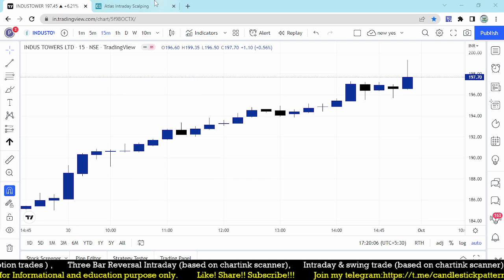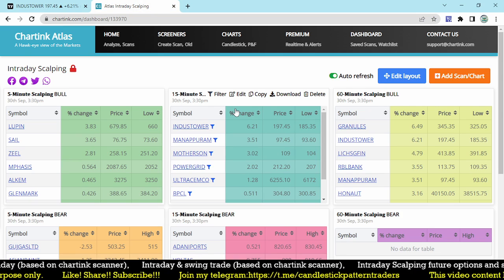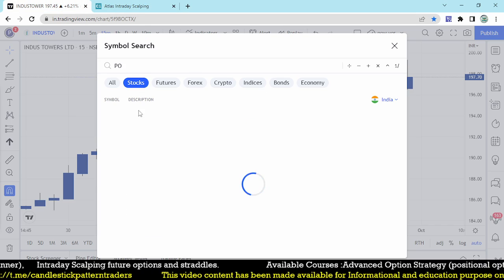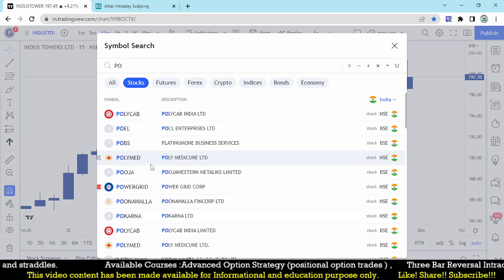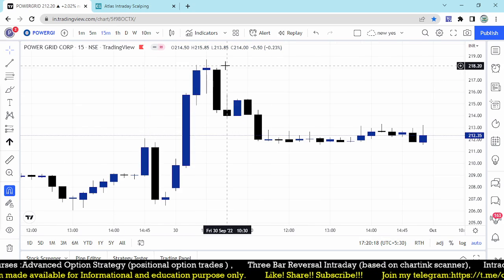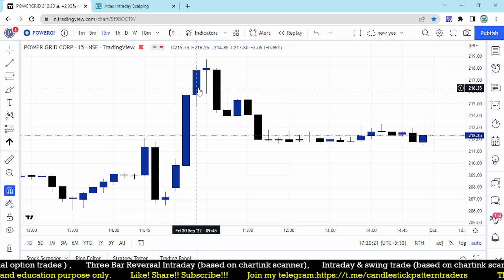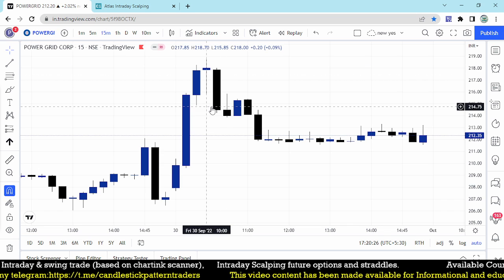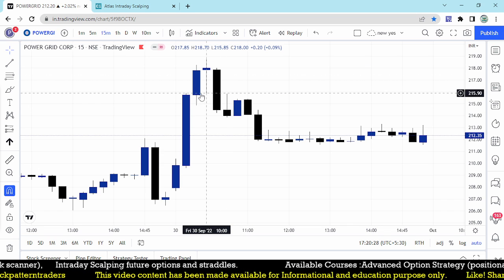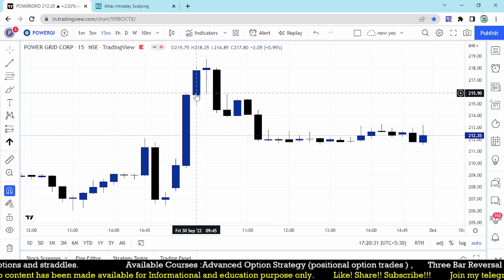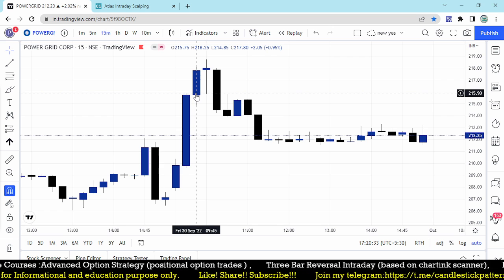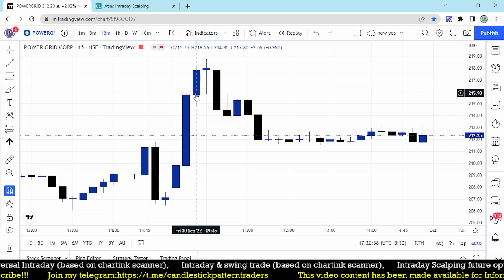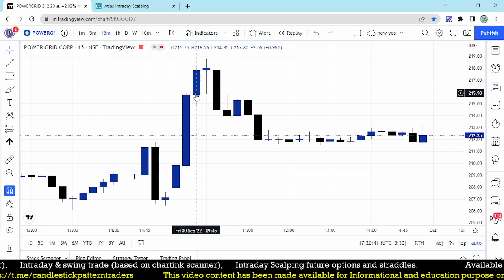Let's look at the second stock, where I traded options: Power Grid. Today I took Power Grid. The first three candles are consecutive green candles. The third one breaks the high, but unfortunately it broke the stop loss. The levels are 218.25 and 214.85, so somewhere around 3 rupees is the risk for the trade if I take it.